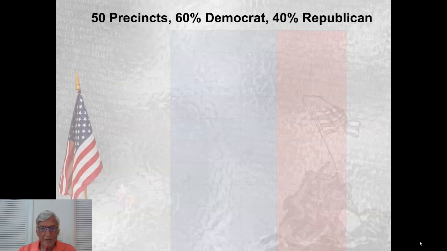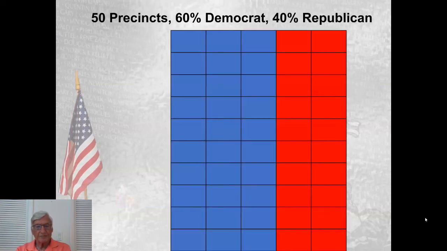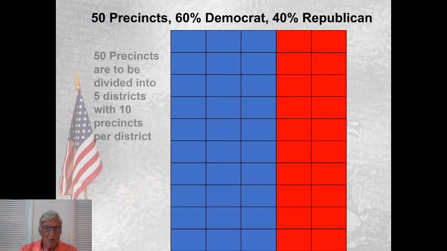Okay, so we're going to look at a little hypothetical here. This is a little map of 50 precincts. 60% of them are blue or Democrat, 40% are Republican. We're going to divide this hypothetical little example into 5 districts with 10 precincts per district.